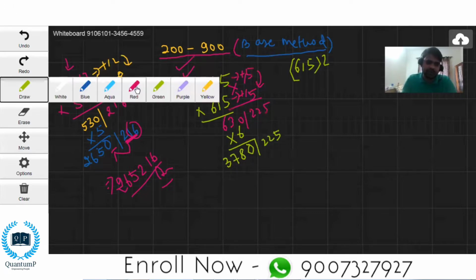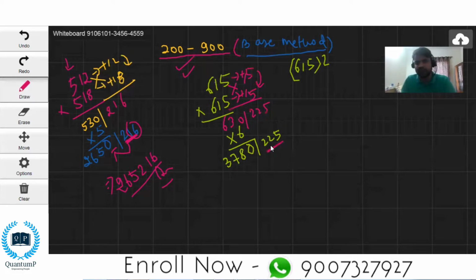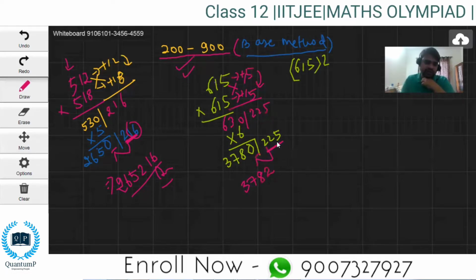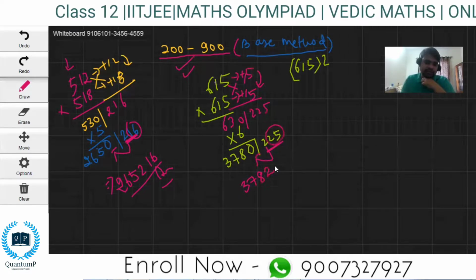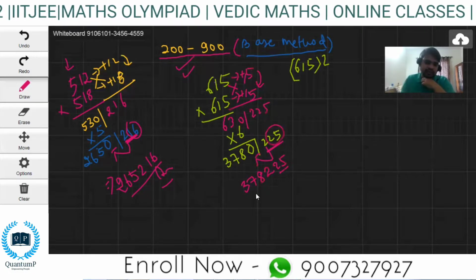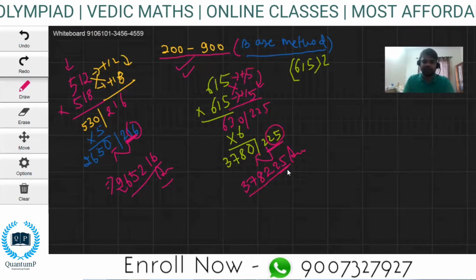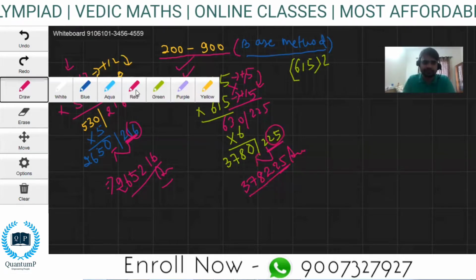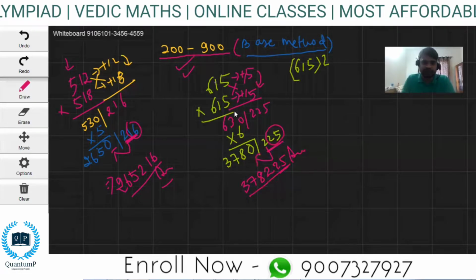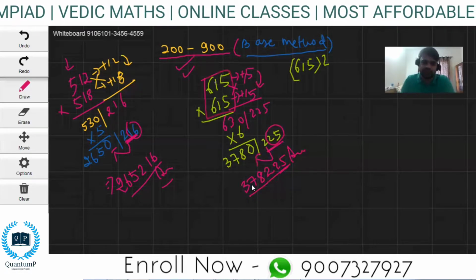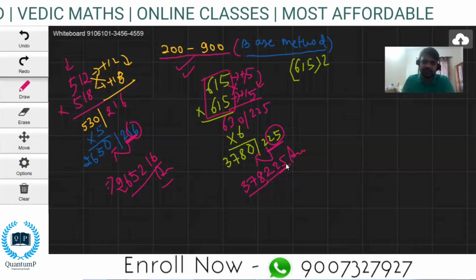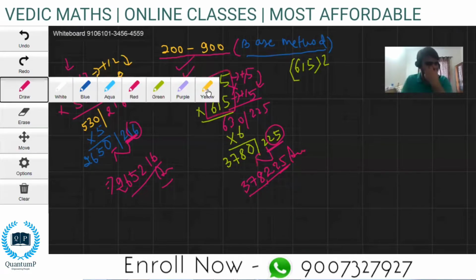Then you see that we have 3 digits, right? So there should not be 3 digits because it's a 100 base only. So this 2 will move to this side. So the 3780 will become 3782, and this 25 which is here will be tagged here. So the final answer is 378225, right? Correct. So you can see that we have done the squaring of 615, which is 3,78,225.